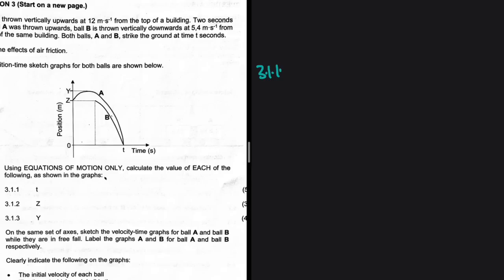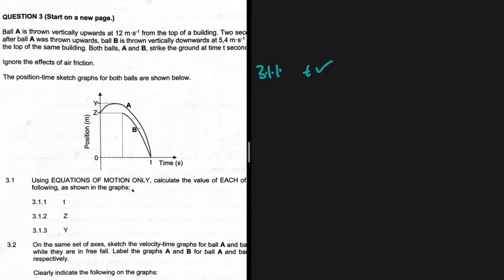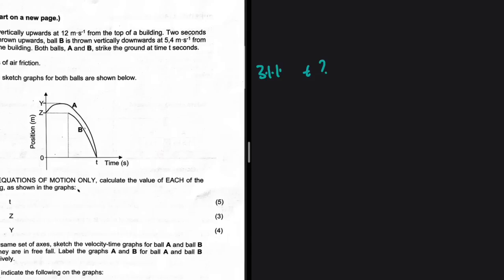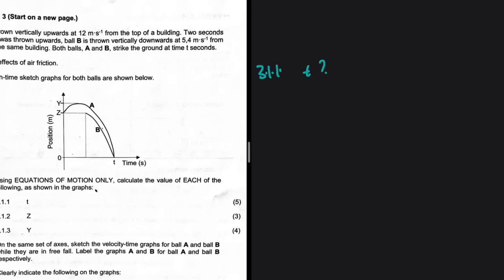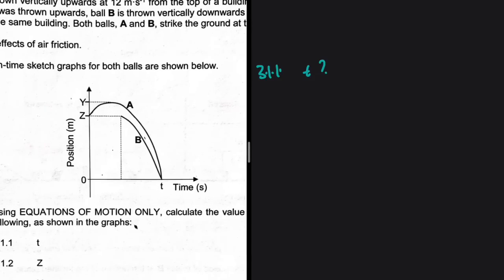And then 3.1.1, we are looking for the time t. So t is the time at which the two balls strike the ground, right? Let me just see the mark allocation. It's 5, so it seems like we might need to do a bit of work there.